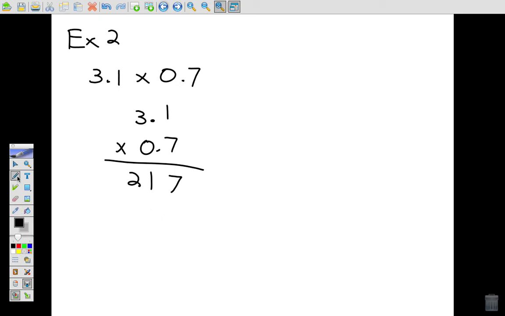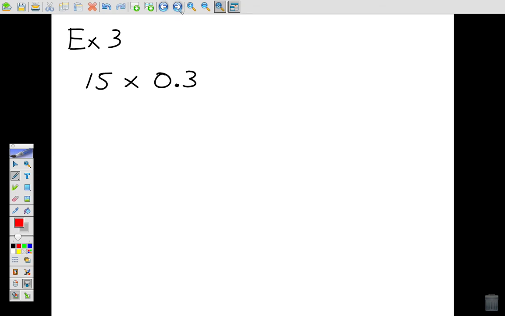All right, now we place the decimal point. From the right it was moved once here. From the right it was moved once here. So a total of 1 plus 1, which is 2. So I go down to my answer. I start on the right, and I move it 1, 2. So my answer is 2.17, or 2 and 17 hundredths.